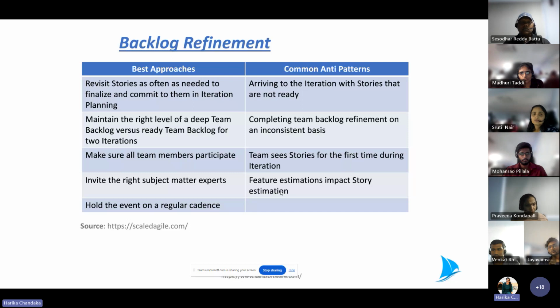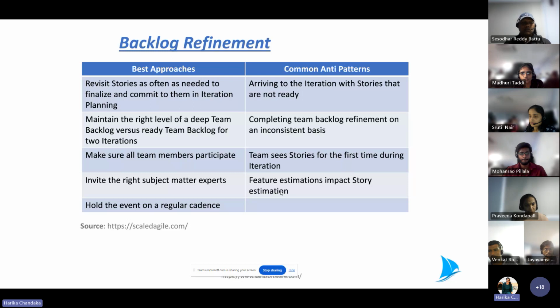And the common anti-patterns for the backlog refinement call. First, arriving at the iteration with stories that are not ready. We cannot bring ad hoc stories; it should have a defined objective that we are reaching some PI objective, PI goal. Second, completing team backlog refinement on an inconsistent basis. For any call, not just the backlog refinement call, we should have an appropriate summary of what we planned, so we shouldn't leave the call abruptly.